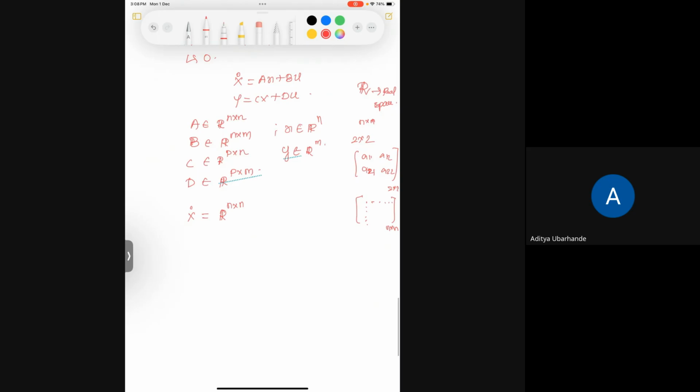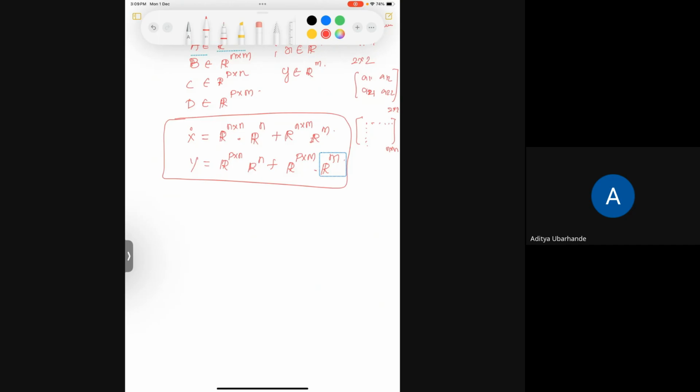That I will clarify. So if A is R power N cross N, B is R power N cross M, U is R power M, right? Y will be R power 3 cross N... R power N plus R power P cross M. This is R power M. So that's how your state space representation would be.